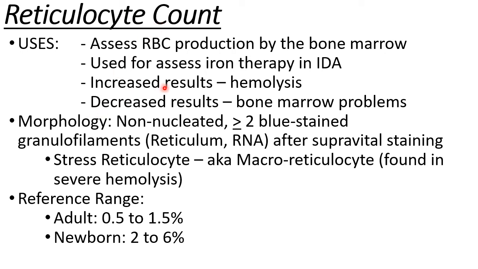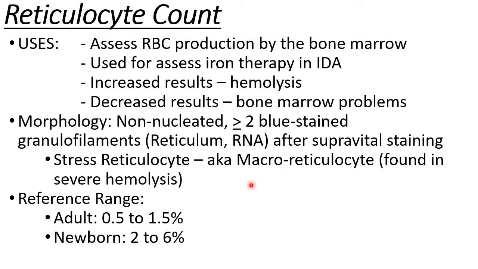Okay. Increased reticulocyte count might mean there is an ongoing hemolysis. Okay. And decreased results might mean bone marrow problem or mababang levels of your erythropoietin. Okay. So, for the determination of counts, no, kailangan alam mo din kung ano bang itsura ng reticulocyte under microscope. So, based sa books, ano ang description niya? Non-nucleated, walang nucleus, pero merong 2 or more than 2 blue-stained granulofilaments. Itong granulofilaments are hair-like structure na naiwan na parts of the nucleus. These are your reticulum or the RNA. And it is only visible by supravital staining.